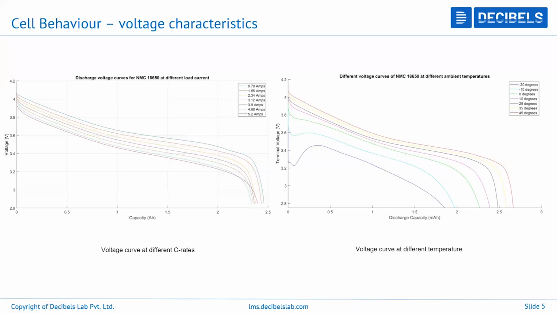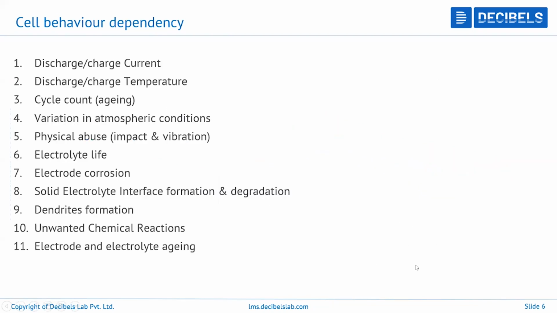So by looking at all these graphs and all these test results, you'll be able to come to the conclusion that you need to have a very good understanding of how the cell behaves. And why modeling is very important is because, in order to study the in-depth behavior and dynamics of the cell, you need to have a highly nonlinear and complex model. Okay, so that is what gives rise to the requirement of modeling, right?